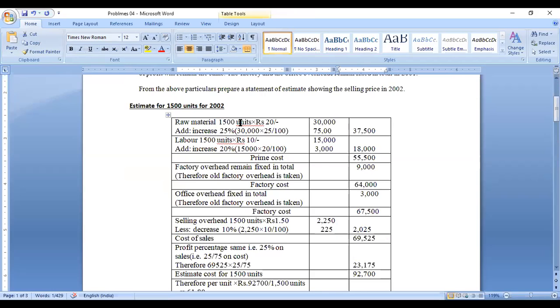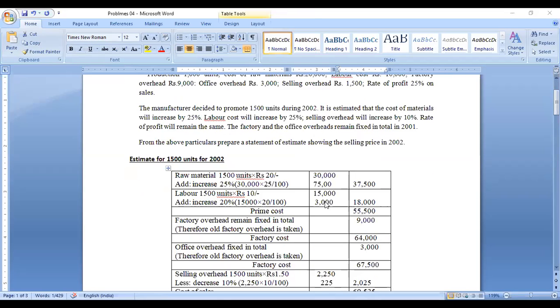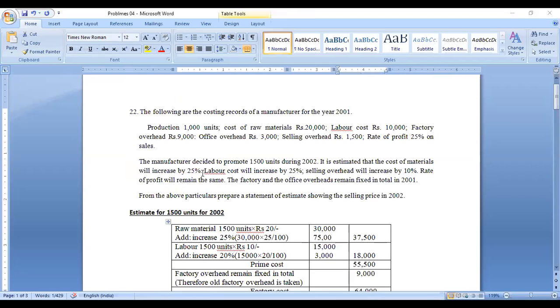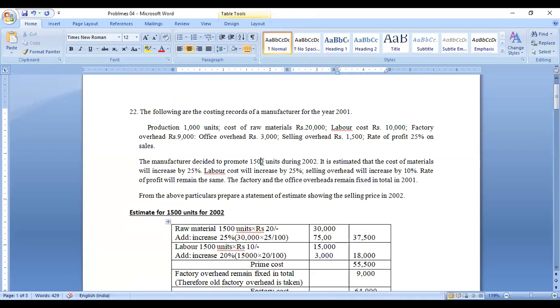If you take the previous year estimates, if you are producing 1,000 units, the raw material price is 20 rupees. Now at present the raw material price has increased. It is estimated that the cost of materials will increase by 25%. Raw materials per unit is 20 rupees, with 1,500 units. So 1,500 into 20, that amount is 30,000.